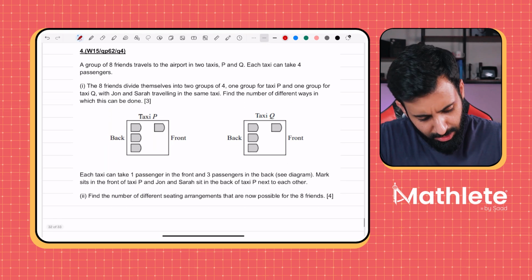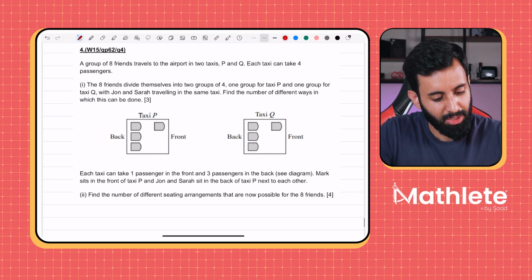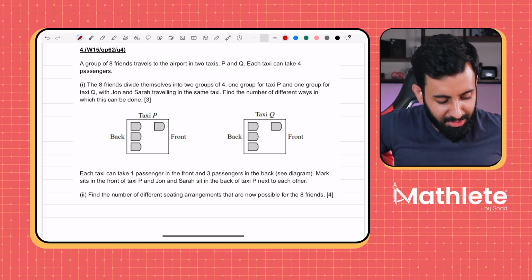Now let's move on. I believe it's the second to last question. Let's see what this says. So it says a group of 8 friends travel. Okay, this is one of my favorite questions, actually.